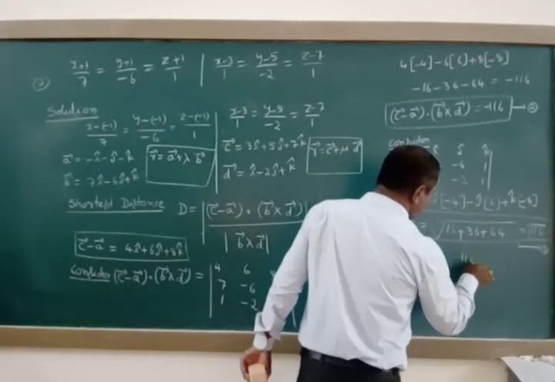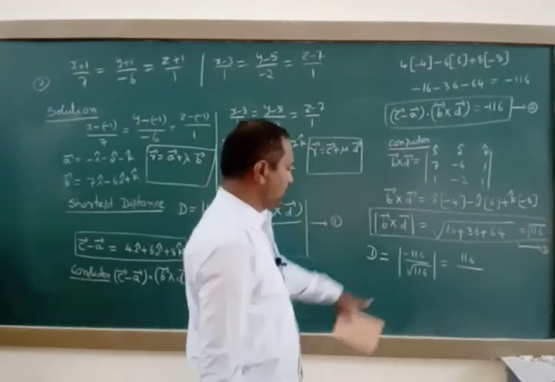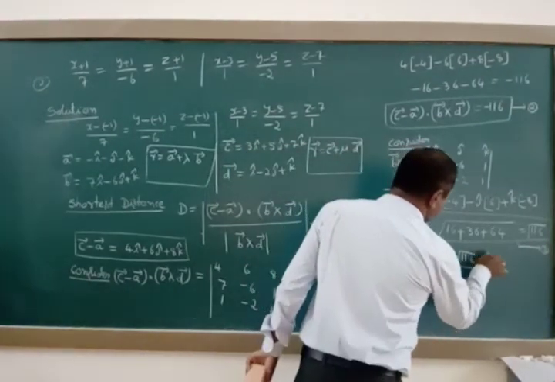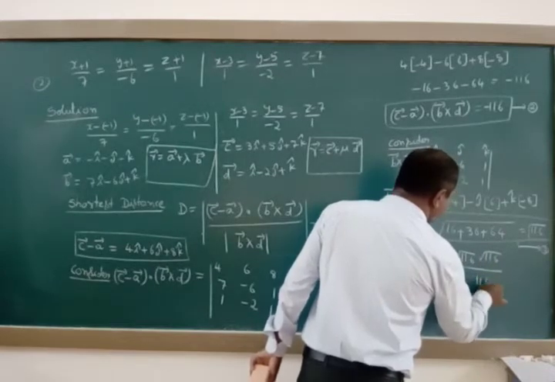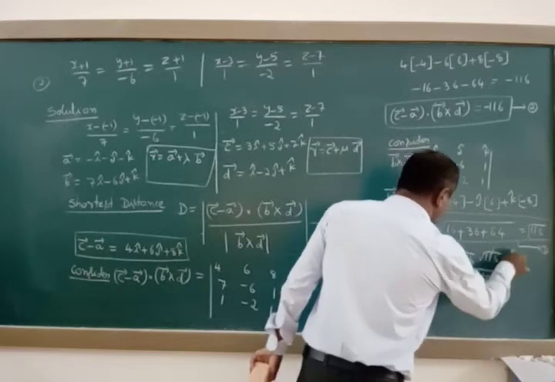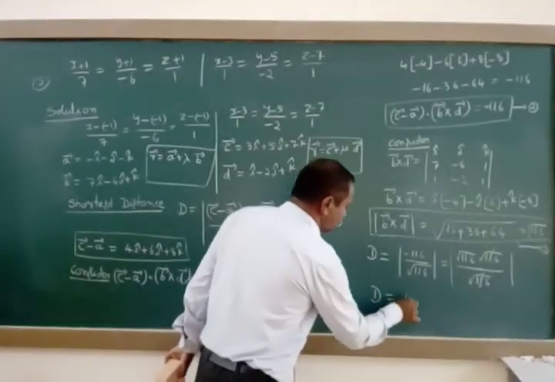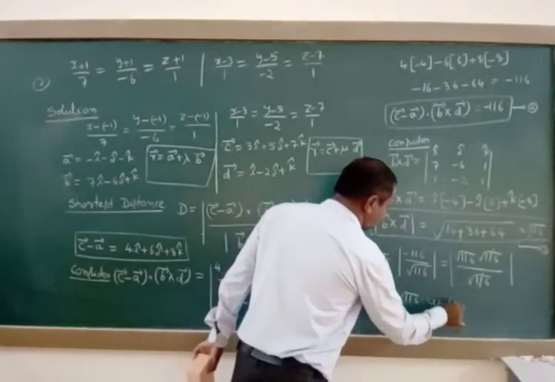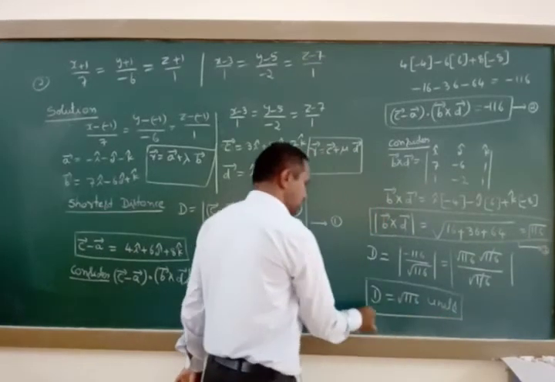It is 116, whole divided by, at the same time 116 can be written as square root of 116 into square root of 116, whole divided by one more square root of 116, which gets cancelled here. Therefore, we can finally write the shortest distance D is equal to square root of 116 units. It is the answer for the second question.